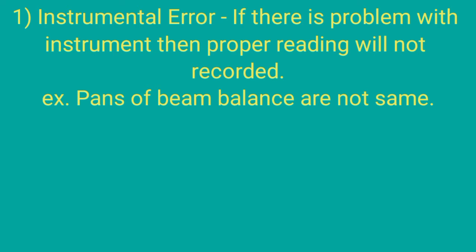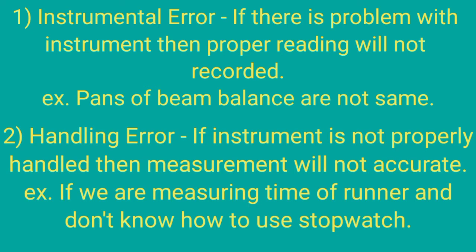So the first error we can say is the instrumental error. If there is a problem with the instrument, then the proper reading will not be recorded. For example, the pans of the beam balance are not the same. The second error we can discuss is the handling error. If the instrument is not properly handled, then measurements will not be accurate. For example, if we are measuring the time of a runner and don't know how to use the stopwatch. So these are the errors while we measure any quantity. You can add some errors of your own also. You have to write which errors we can make during the measurement of a quantity.